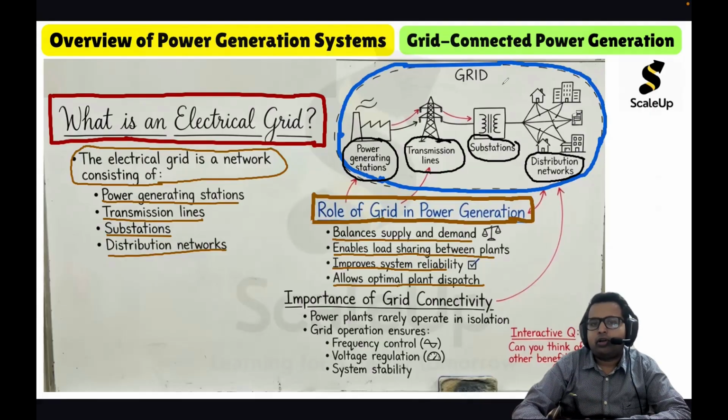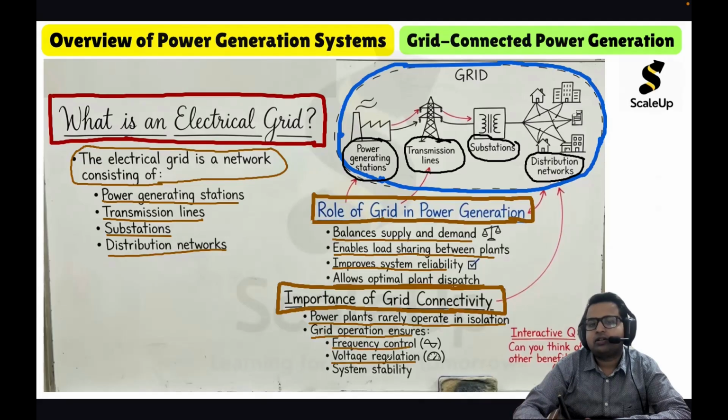And if I talk about the importance of grid connectivity, power plants rarely operate in isolation. Electric grid operation ensures frequency control, voltage regulation, and system stability. So this electric grid connectivity is very important because it ensures frequency control, voltage regulation, and system stability. So this was the grid connected power generation.